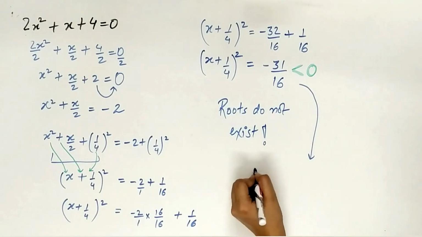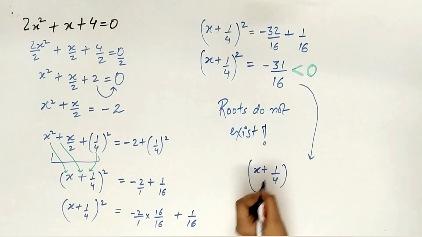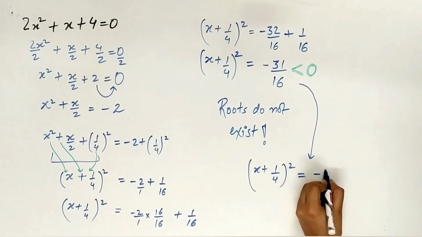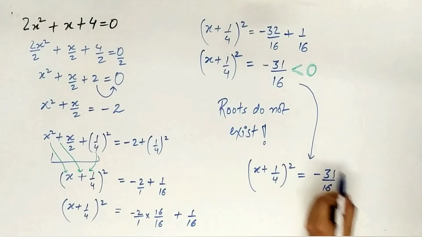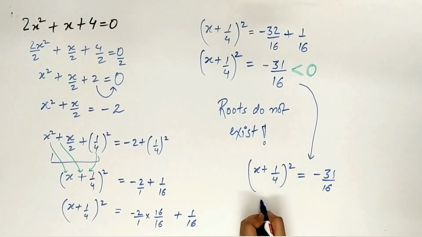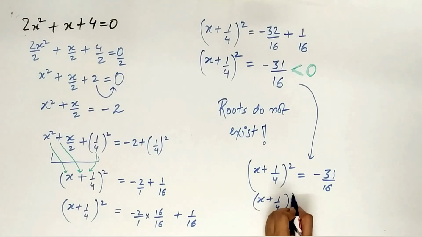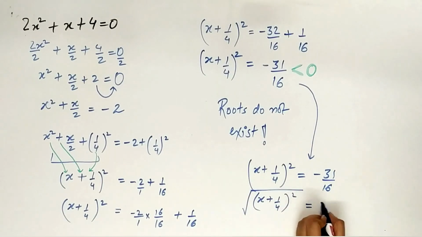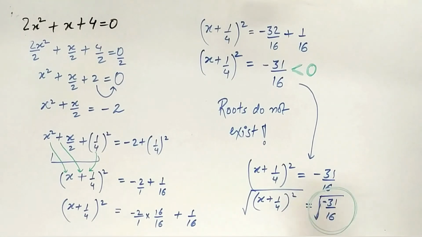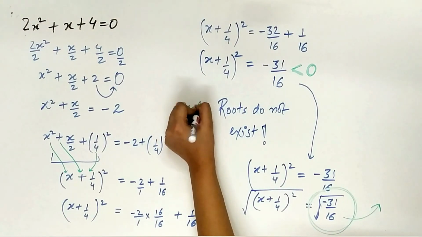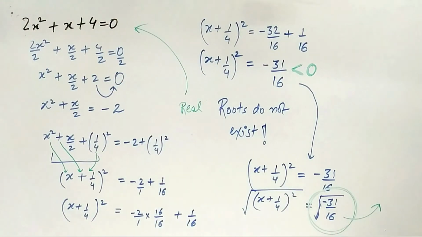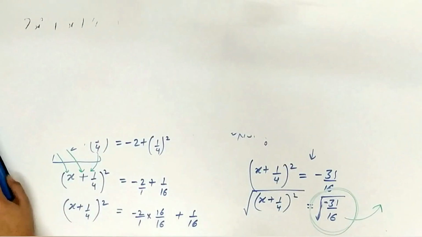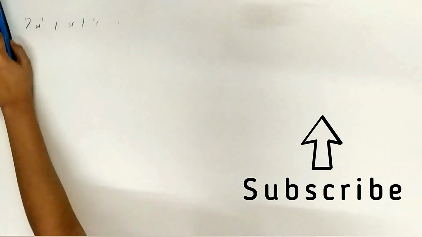Now try to understand x plus 1 by 4 whole square. What was our next step? Next step is to square root both sides of the equation. So x plus 1 by 4 square raised to the power 1 by 2 is equal to under root of minus 31 by 16, and this term will not give a real number. Thus, the real roots of the equation do not exist. So this brings us to an end of question 1 of exercise 4.2.